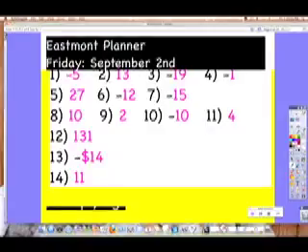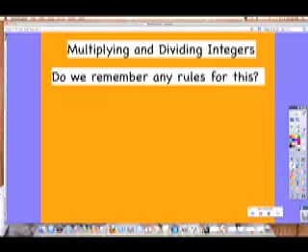Alright, so we're going to say at the very end of class, please let me tell you the rules for multiplication. Alright, Tyler, are you ready? Give me one rule, Tyler. What's one rule for multiplication of integers?